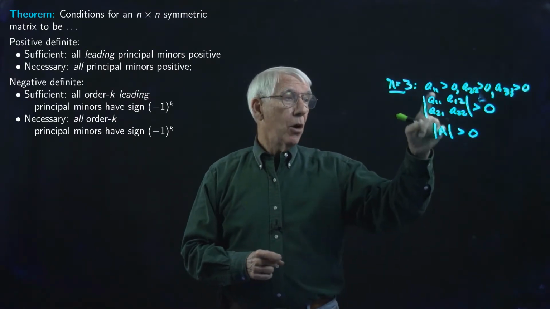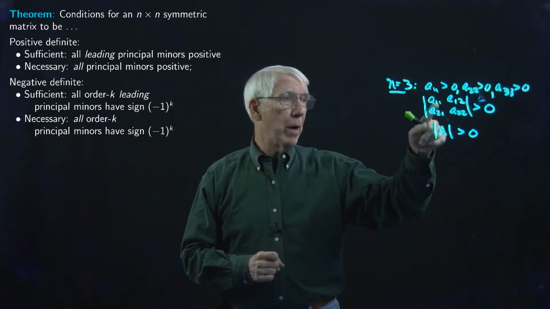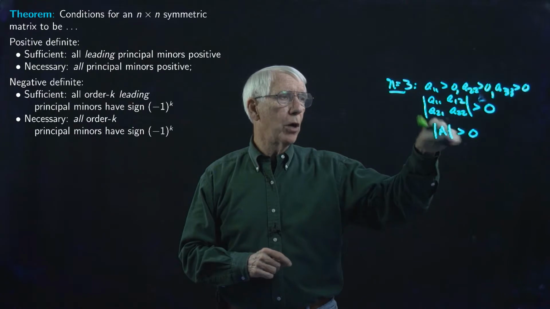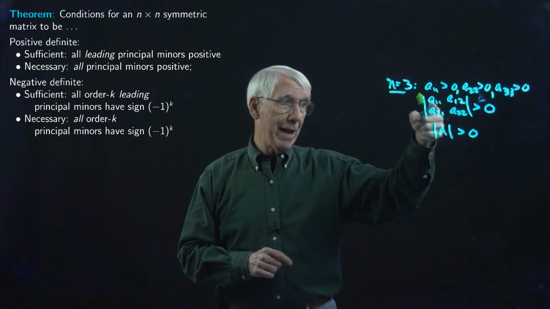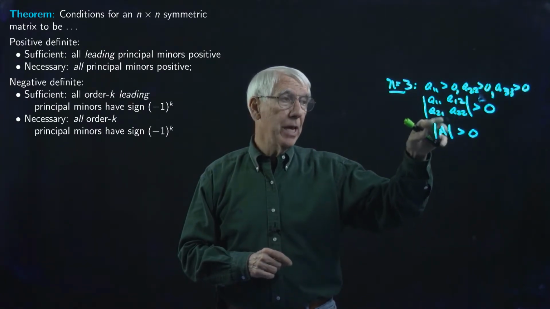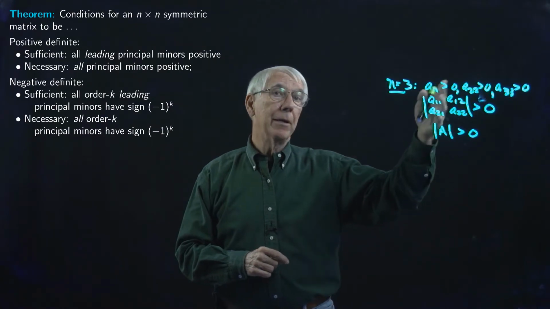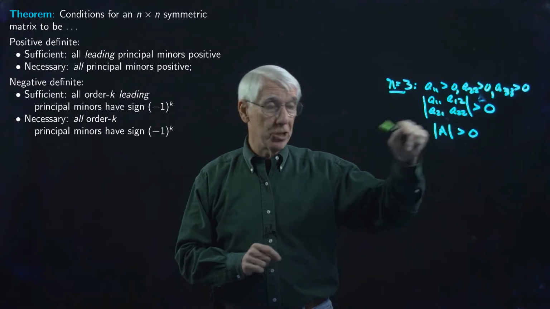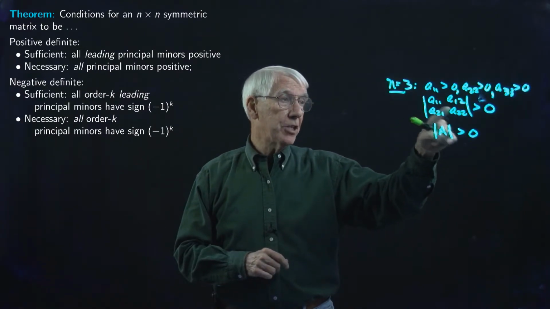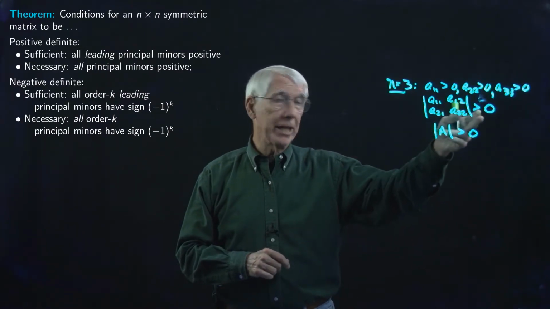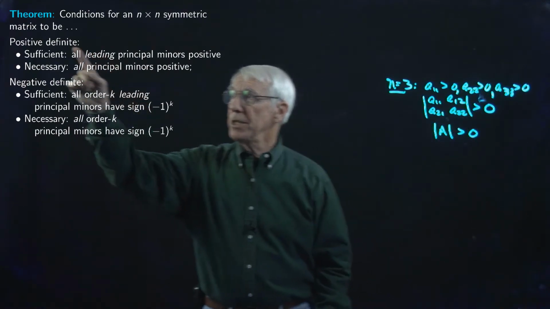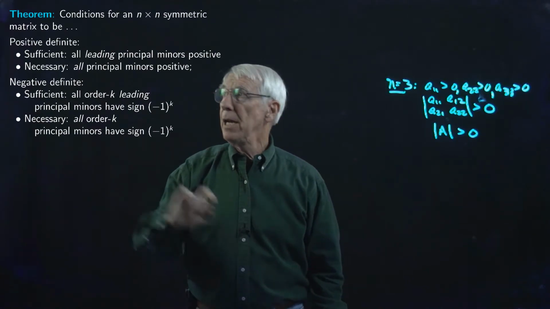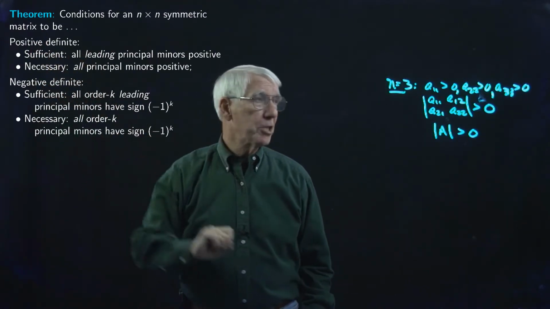There is the order 2 principal minor containing the first and third rows and columns. I already have here the first and second rows and columns, and of course there's the third principal minor, not leading principal minor, and that is that the second and third rows and columns have to be positive. So you can see here it says the sufficient condition is that all leading principal minors be positive. The necessary condition is that all principal minors be positive.